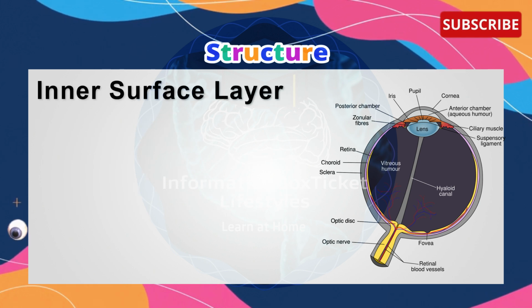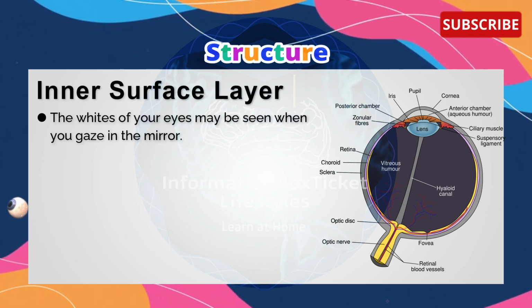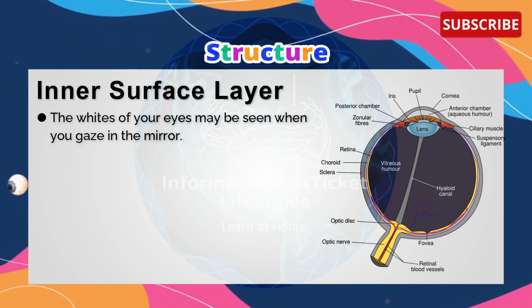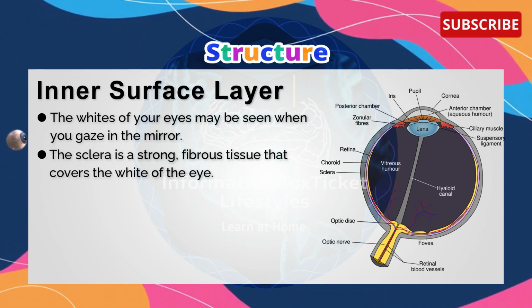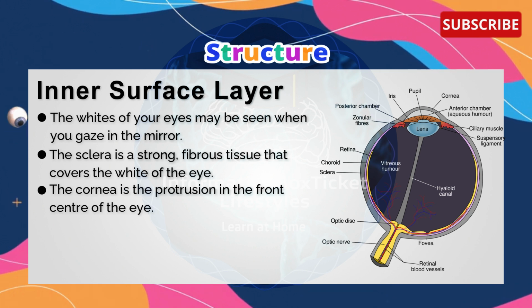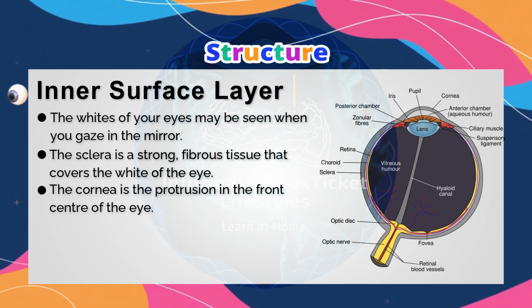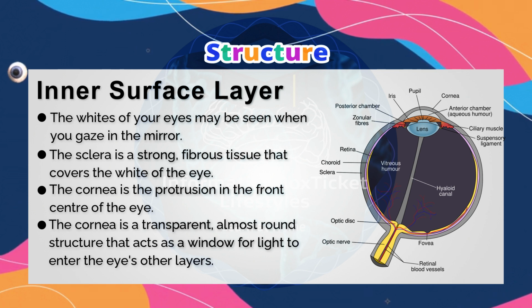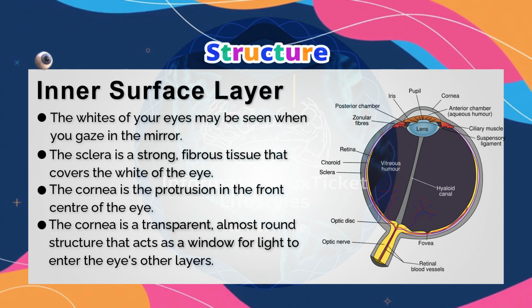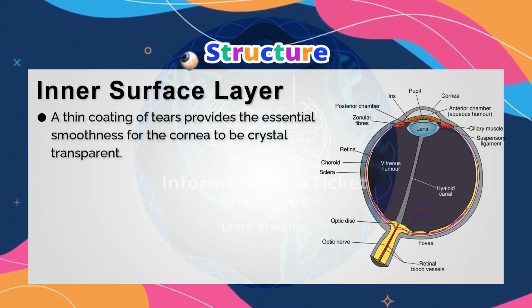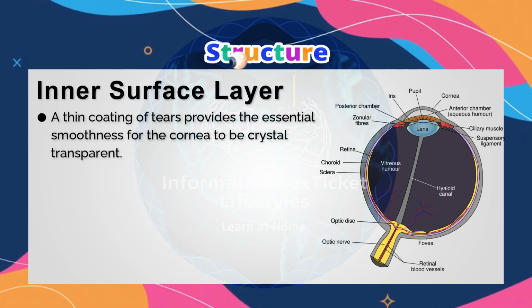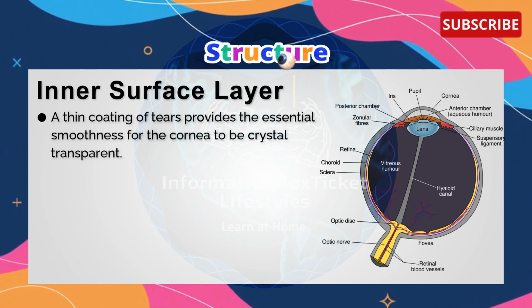The surface layer. The whites of your eyes may be seen when you gaze in the mirror. The sclera is a strong, fibrous tissue that covers the white of the eye. The cornea is a protrusion in the front center of the eye. It is a transparent, almost round structure that acts as a window for light to enter the eye's other layers. A thin coating of tears provides essential smoothness for the cornea to be crystal transparent.